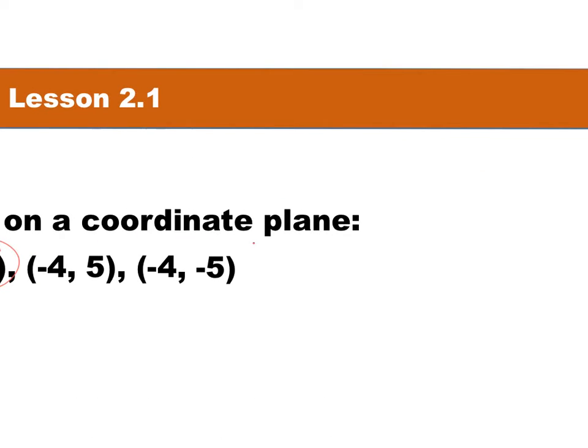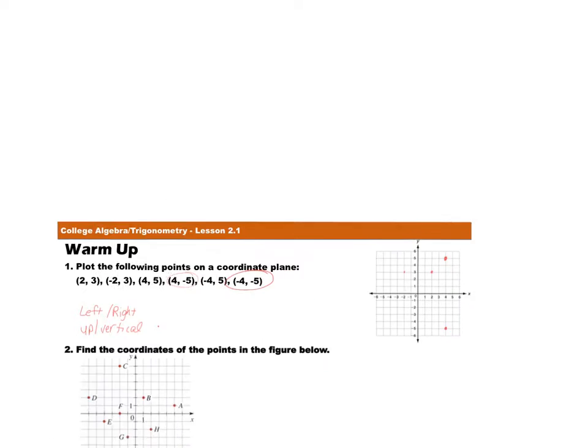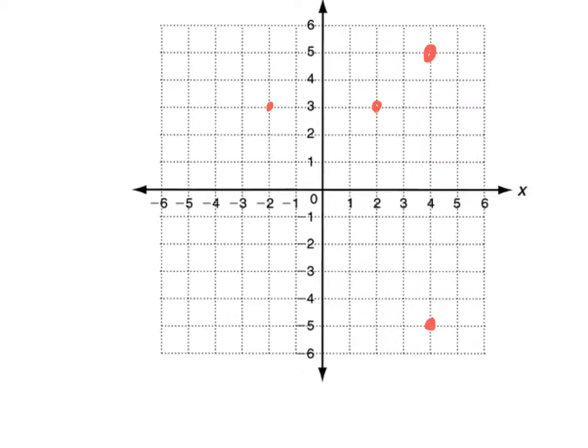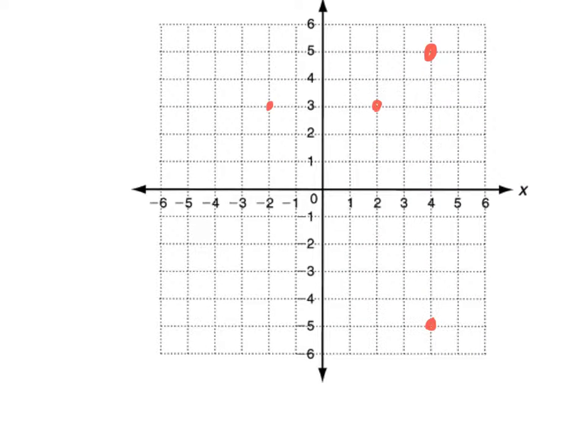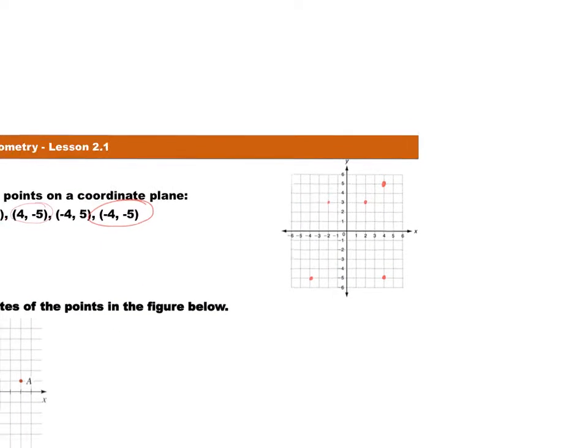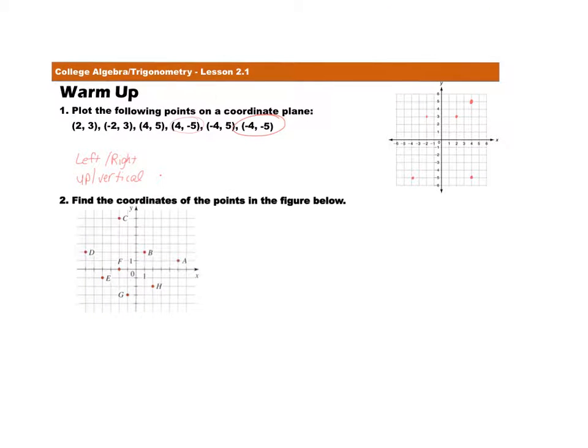Let's just do this last one right here. Negative 4, negative 5. Where do I go? Left 4, down 5. So here. Okay? So remember, we always start where? At the origin, at 0, 0. We go left and right first, up and down second.